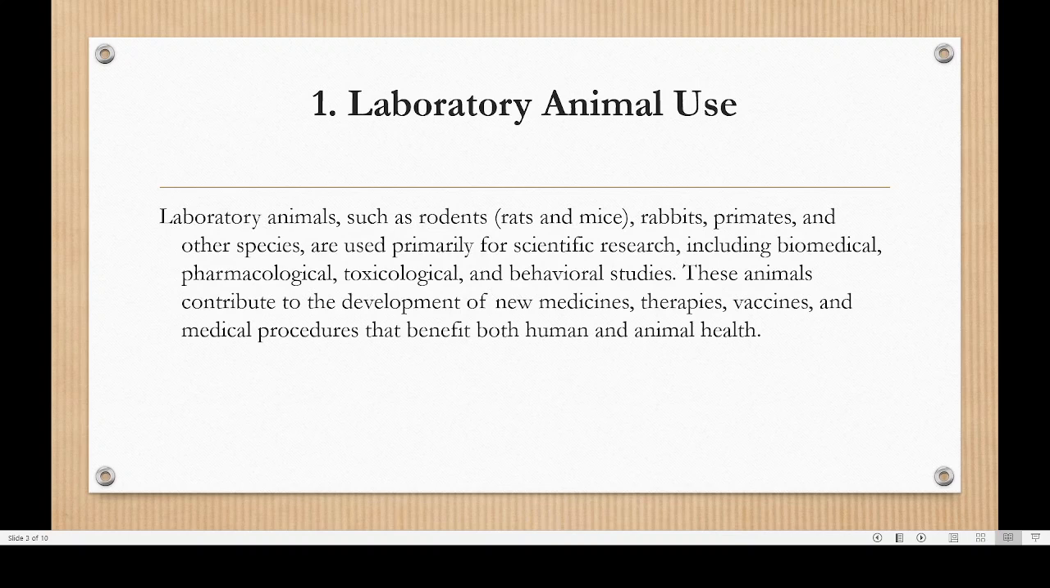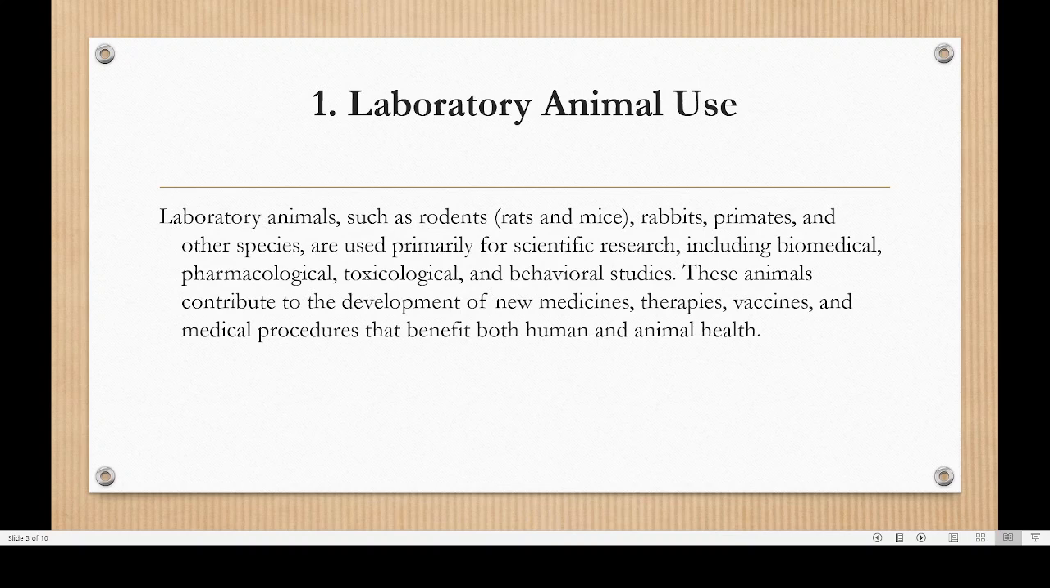Then toxicological. For example, when you are taking paracetamol, you might have heard that paracetamol has an adverse effect on the liver. Taking too much paracetamol is not good for the liver. So it is a toxic effect of this drug. Almost every drug has its own poisonous or toxic property, and studying this toxic property is known as toxicological research. Then behavioral studies: as I told you, in the case of learning or memory, animals are used. So these animals contribute to the development of new medicines, therapies and vaccines.